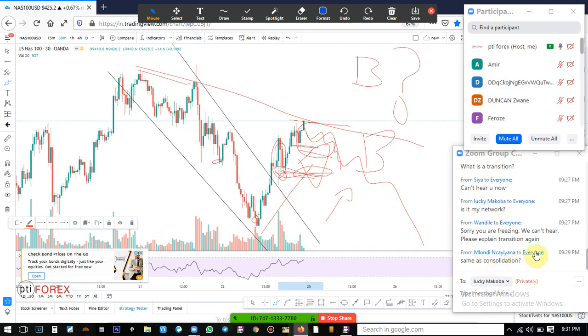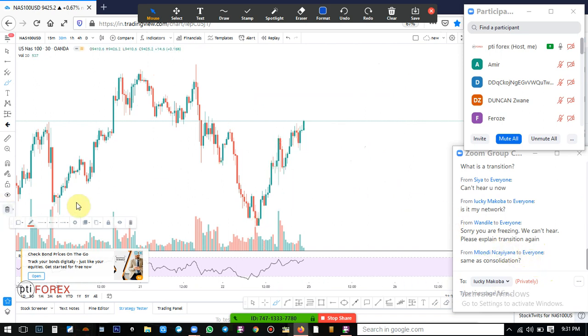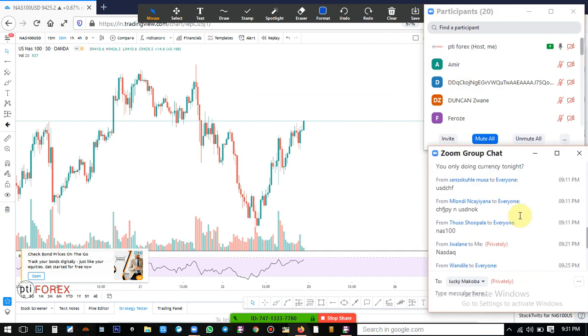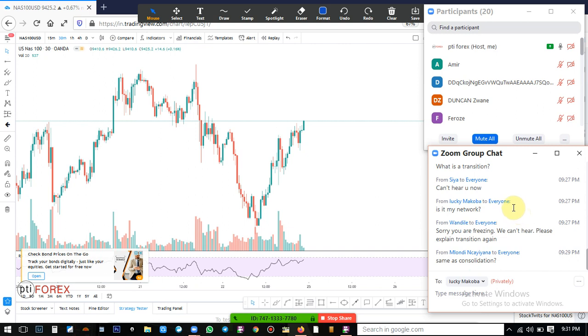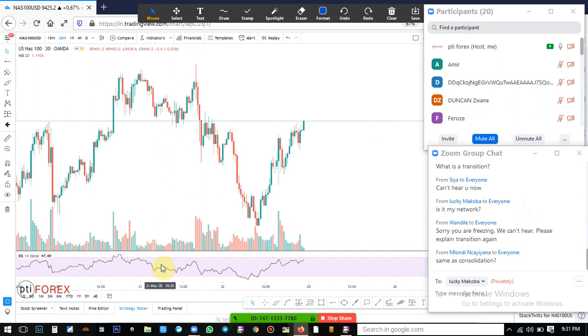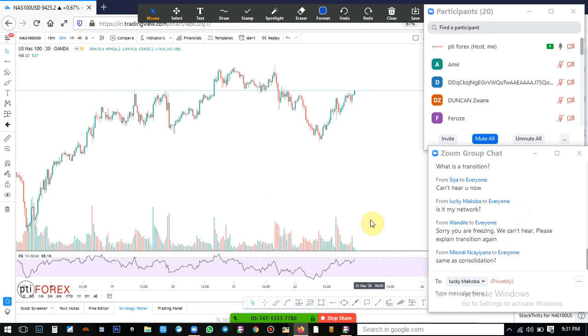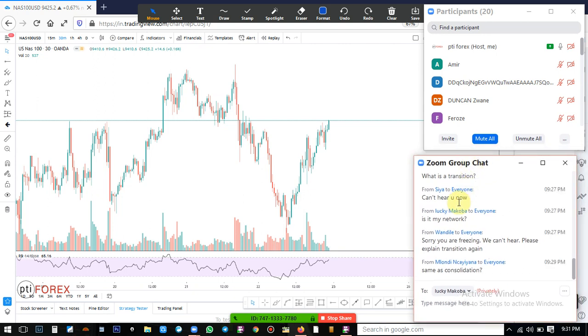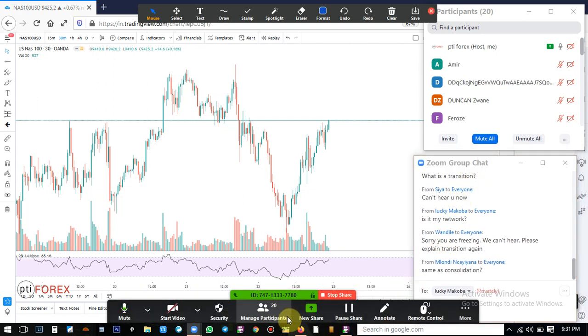Same as consolidation, yes, but consolidation is something which is long term. So any questions, guys? I just wanted to make this short and brief. If you have any question, you can just post it before we run out of time. Okay, seems like we don't have a question.